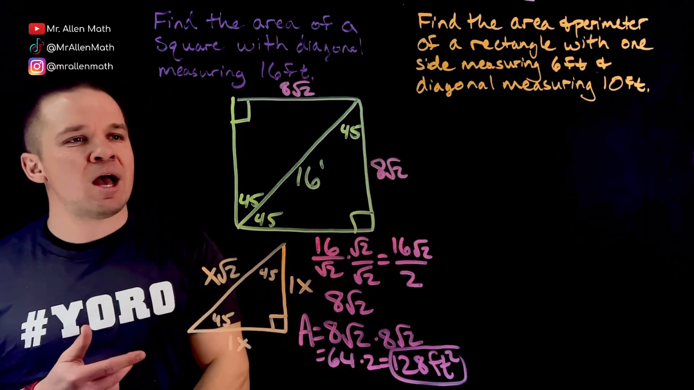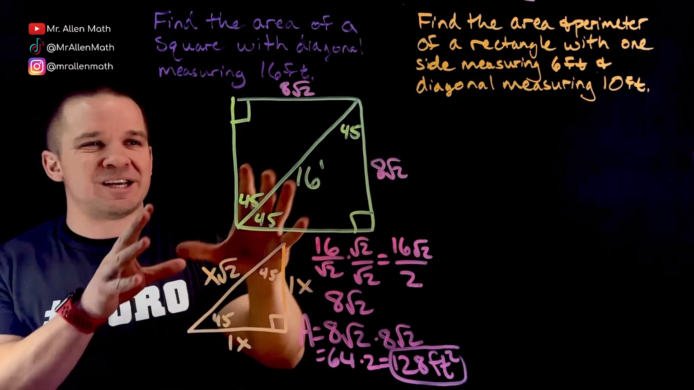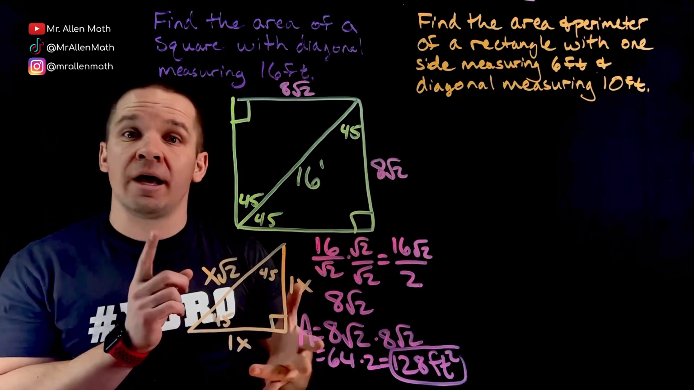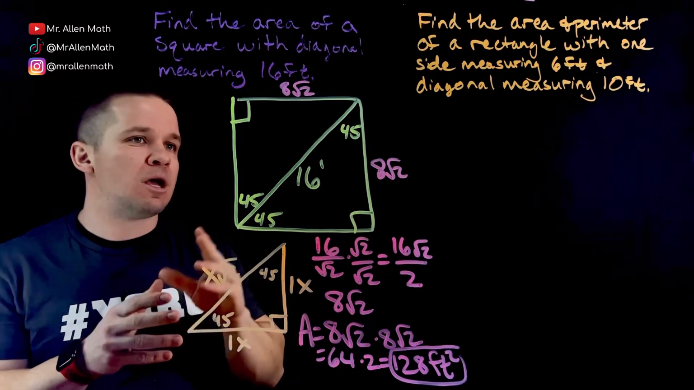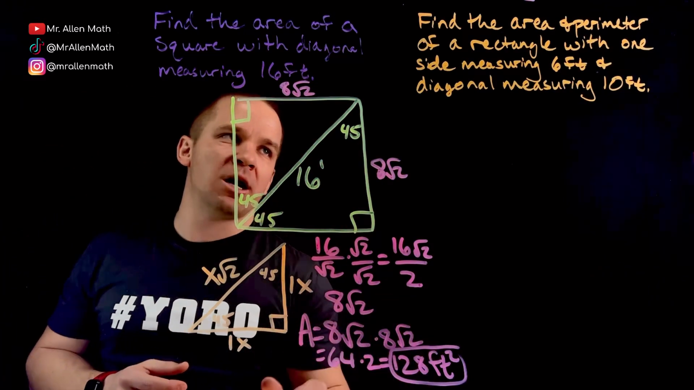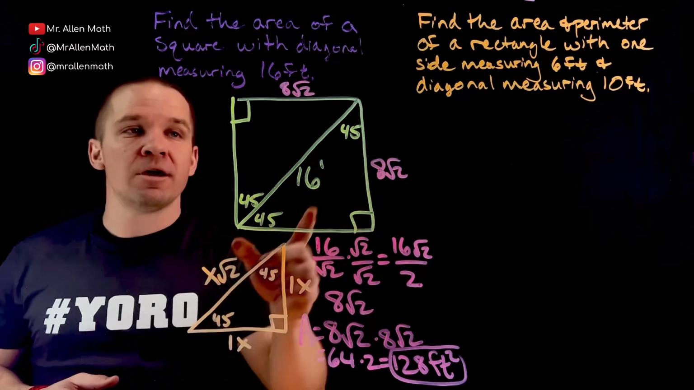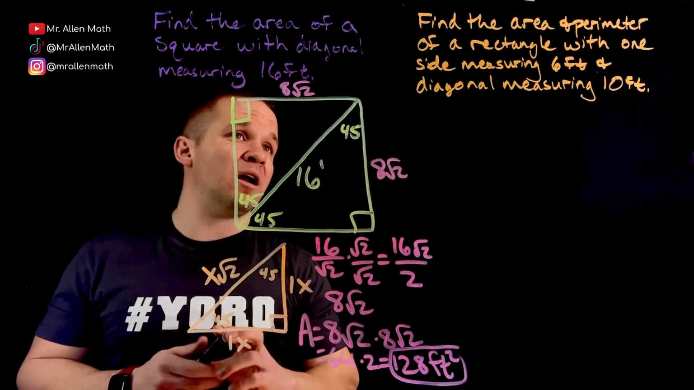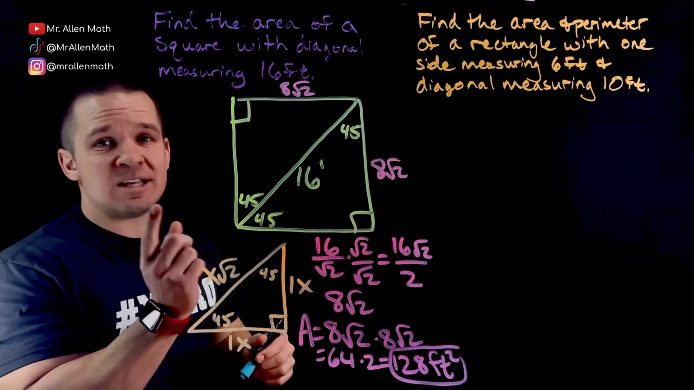Not as many people remember that one, which is why I went through the special right triangles, and that will apply really in a kite or in a rhombus where we have perpendicular diagonals and things like that. So good refresher of special right triangles there to get 128 feet squared for the area of this square. Dope, awesome. Let us move on.